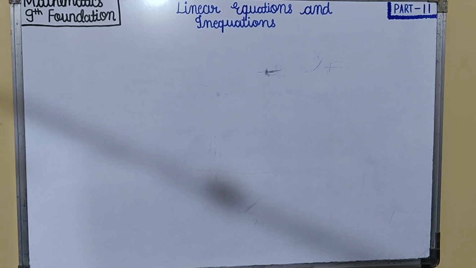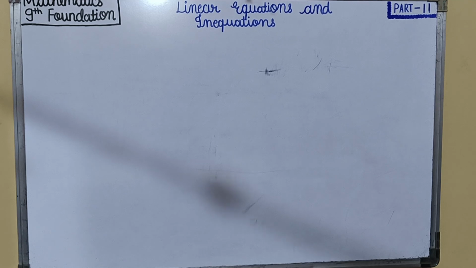Today we are going to learn class 9th Mathematics chapter Equations and Inequations, part 11. In the previous part we have seen some miscellaneous problems, and today we are going to start with the conditions for solvability.